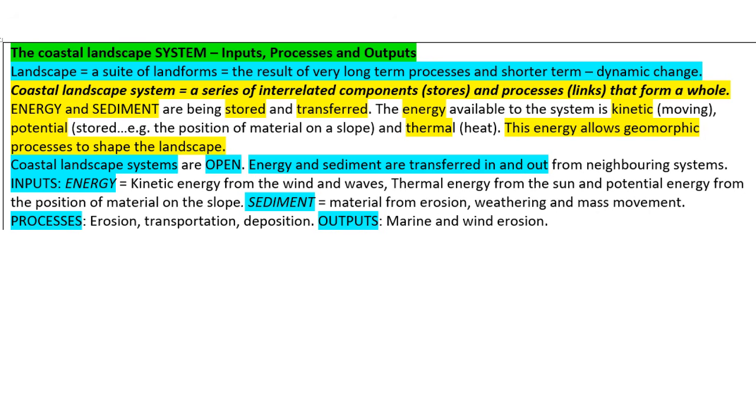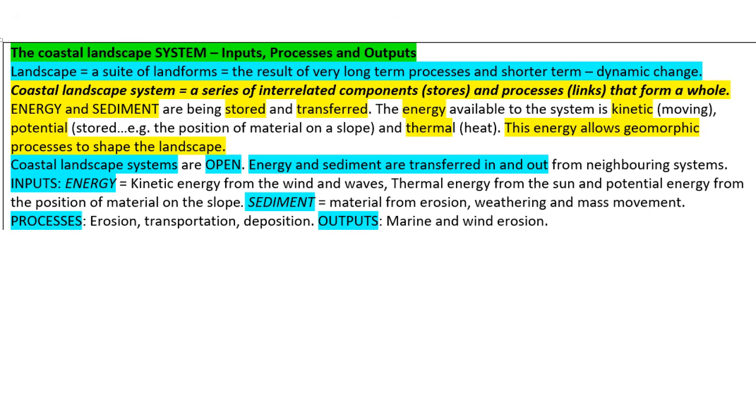And this energy then allows the geomorphic processes to shape the landscape. And remember, geomorphic, geo stands for rocks, morphic stands for changing the shape of. So geomorphic are those processes that change the shape of the rocks. So we're talking about erosion, transportation, we're talking about weathering processes for geomorphic processes. So remember that the coastal landscape system is open. Energy and sediment come in and go out.